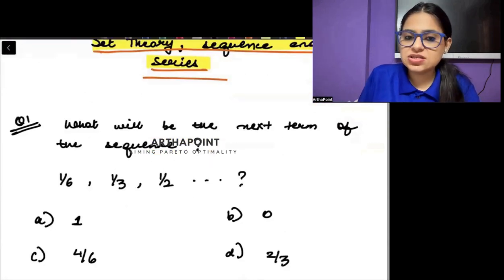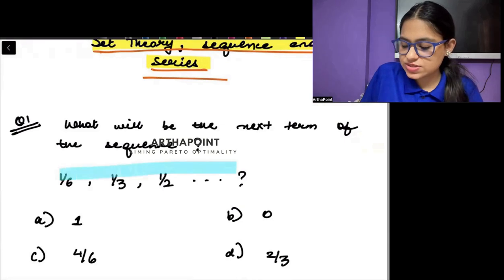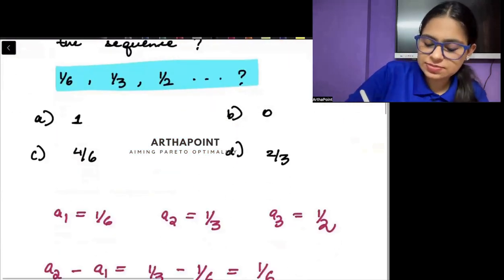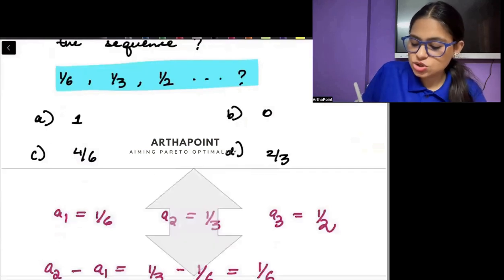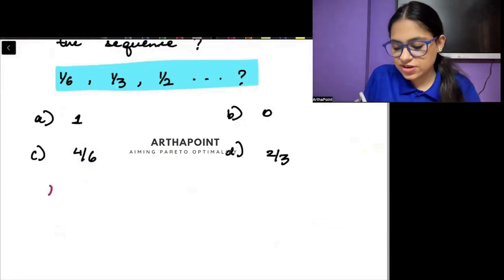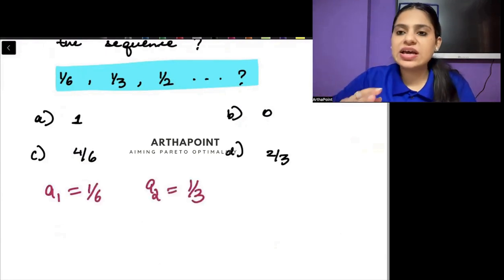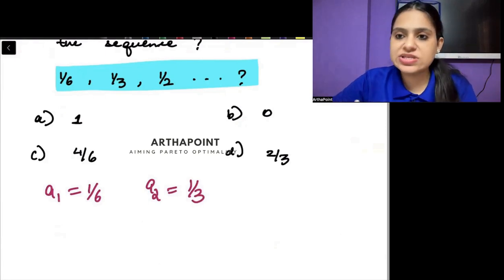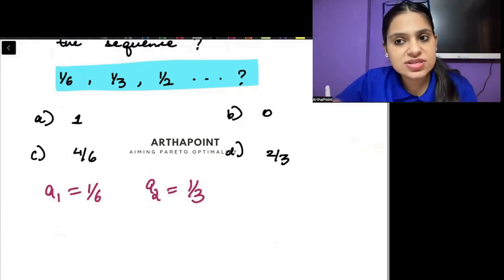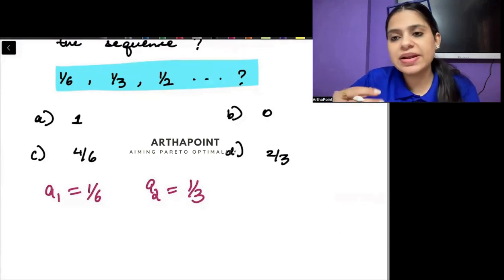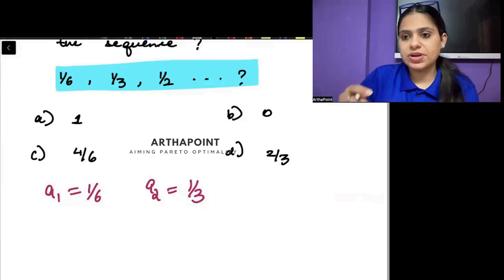What will be the next term of the sequence? And the sequence is given to you like this. In the sequence, if we start looking carefully, you will realize that the first term is 1/6 and the second term is 1/3. The first thing you should do whenever you see a sequence is to try to see if you will be able to see something common as a difference. First find their difference and see if something common comes out.